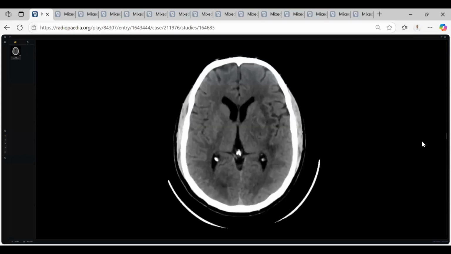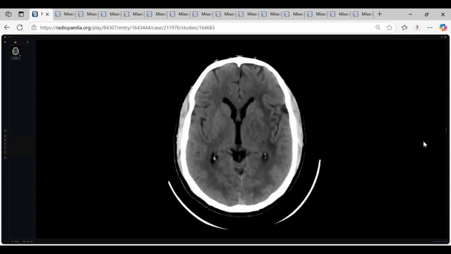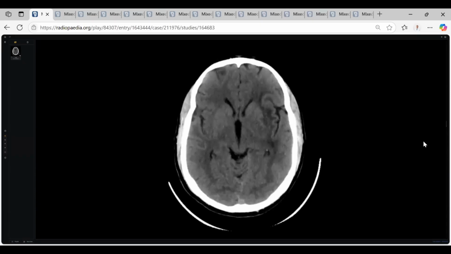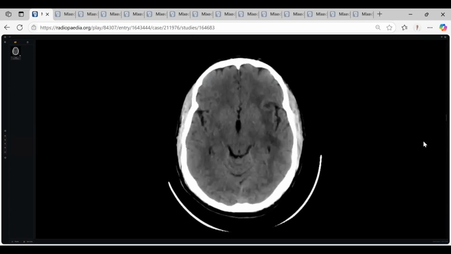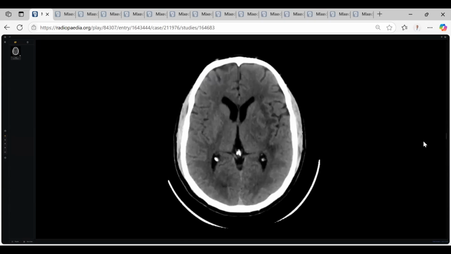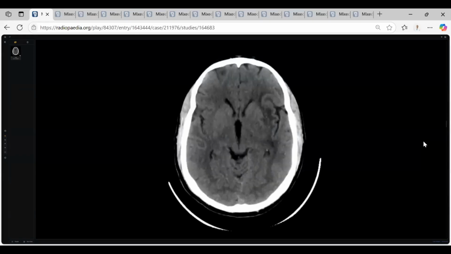I can see evidence of hypodensity noted within the left frontal and left parietal lobe in the deep white matter. It is in the subcortical area and the deep white matter, extending also slightly to the left occipital deep white matter region.